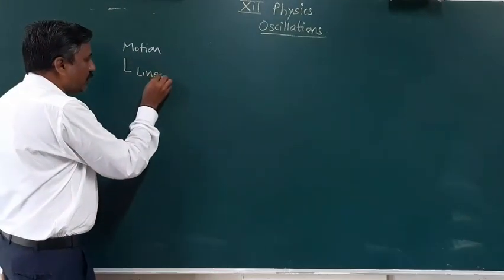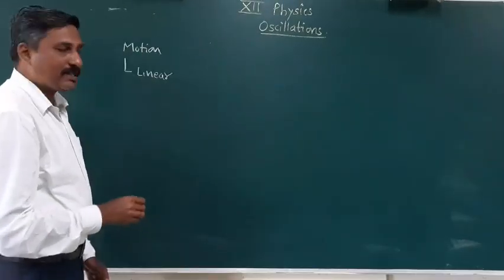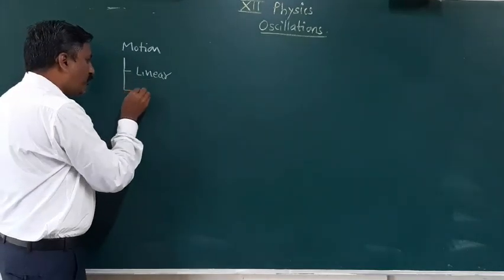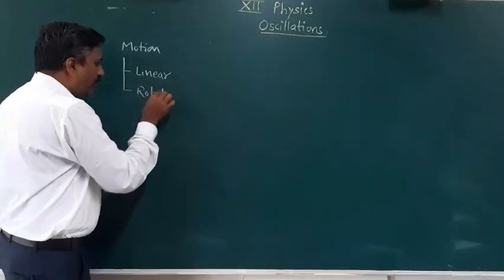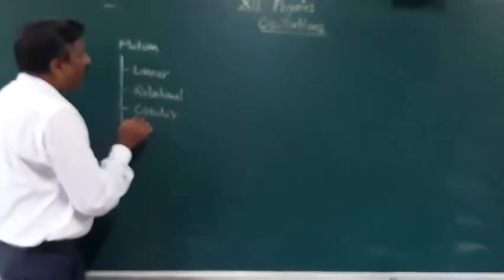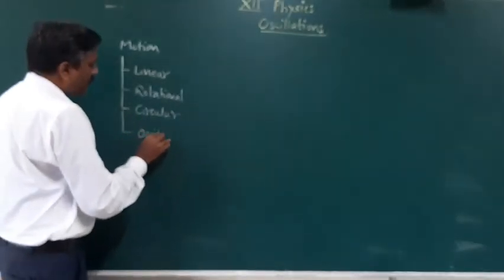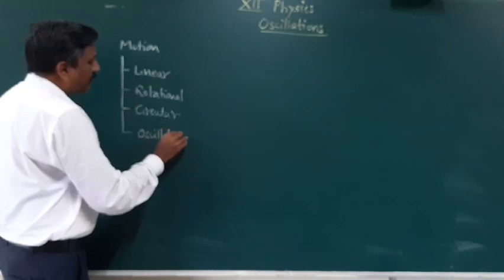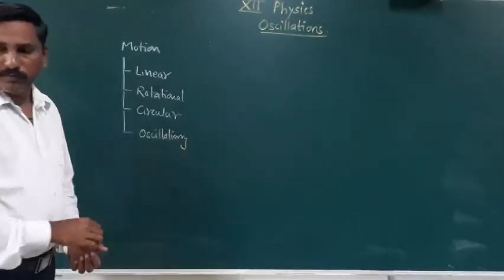There are different types of motion. First type of motion is linear motion. Second type of motion that we already studied in the first chapter is the rotational motion. Then the circular motion, and now this year we study the oscillatory type of motion.